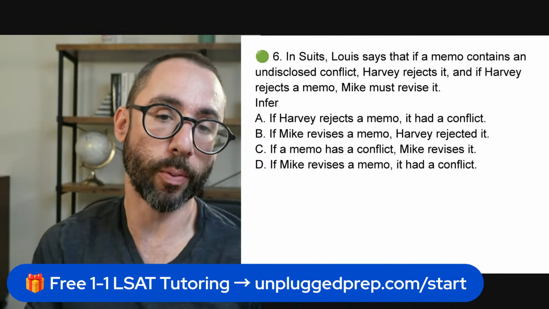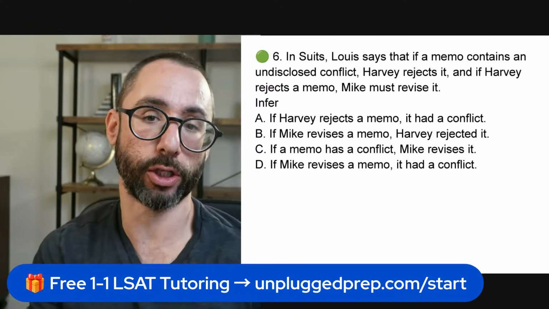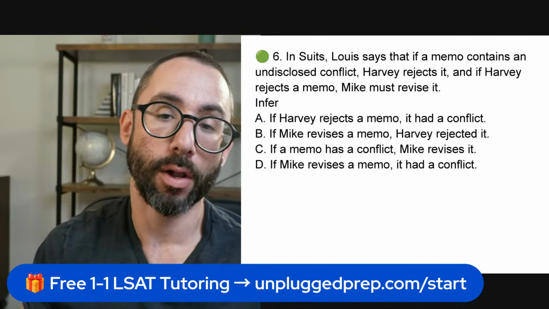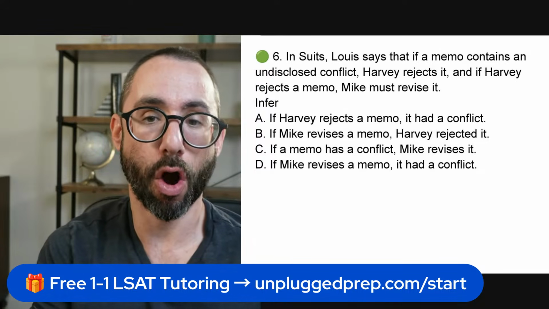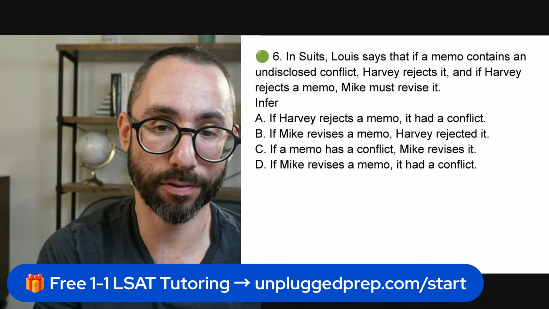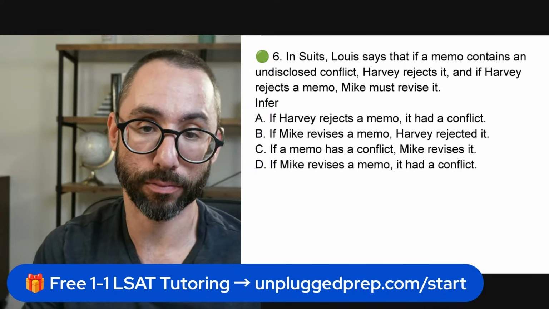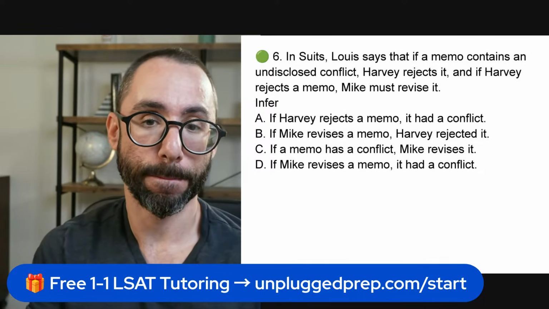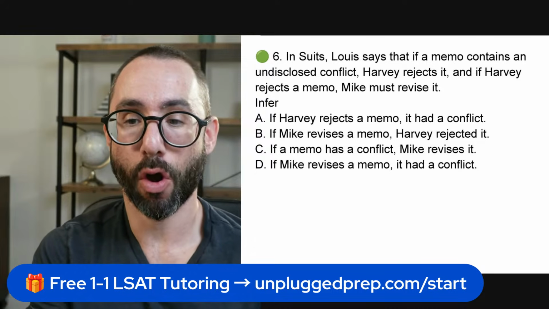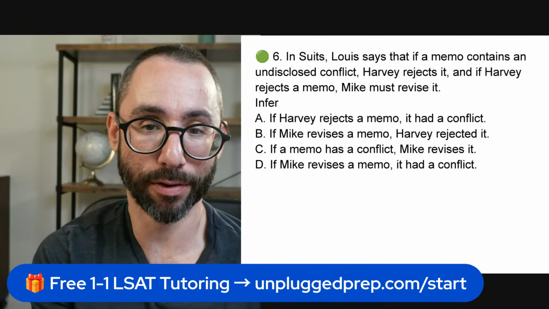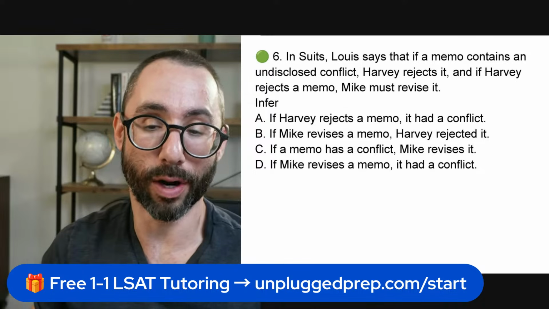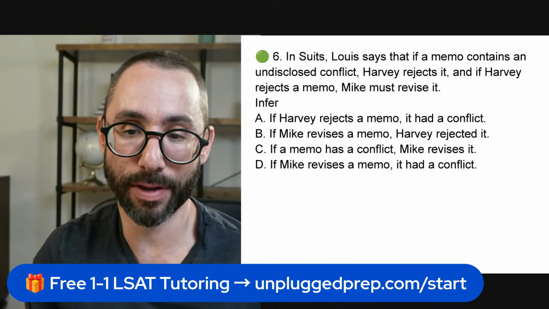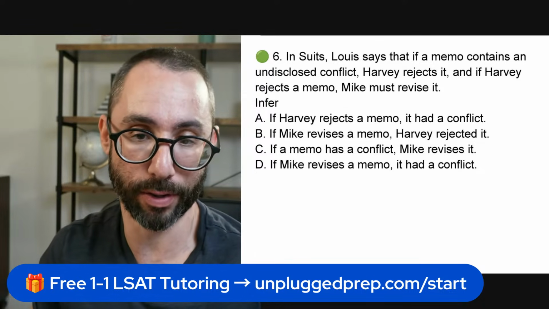So in this fact set, we have multiple conditional statements, right? If undisclosed conflict, Harvey rejects. If Harvey rejects, Mike must revise. So that forms a chain. If undisclosed conflict, Harvey rejects. If Harvey rejects, Mike revises. So what is A then B, B then C, therefore A requires C.